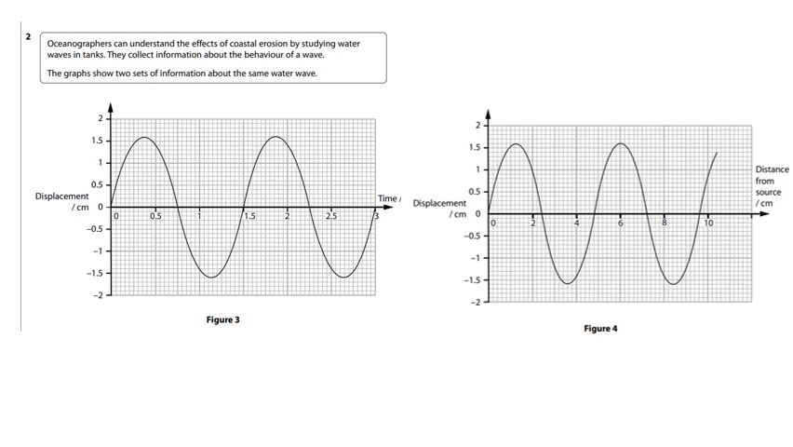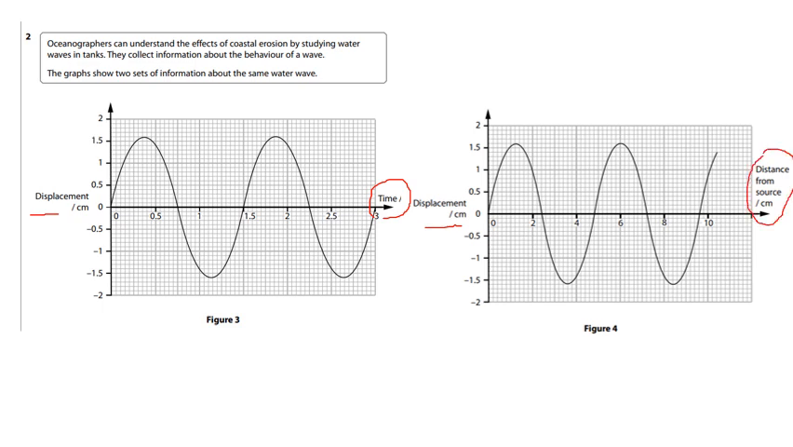Bit of waffle at the start of this one. Oceanographers can understand the effects of coastal or water waves. Okay, blah, blah. 2 graphs, water waves. Now, hopefully, look at the graphs. Can you see the difference between them? Hopefully you will see, because it's very important and you won't have a clue if you don't. This one is displacement against time, and this one is displacement against distance.